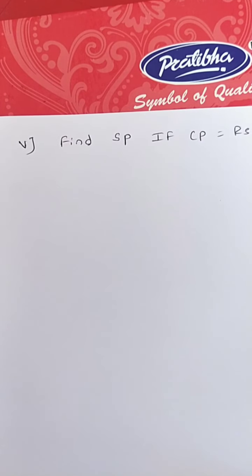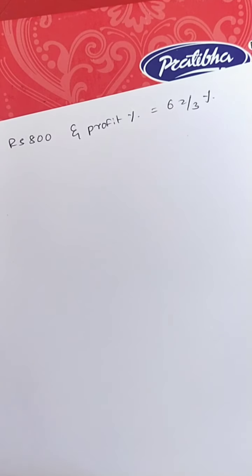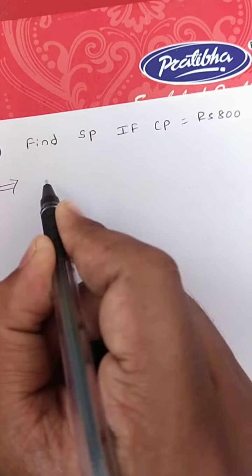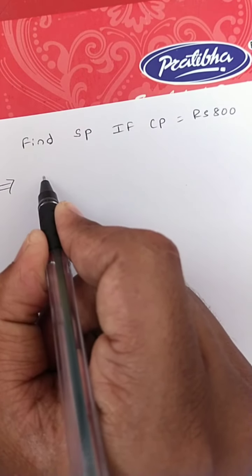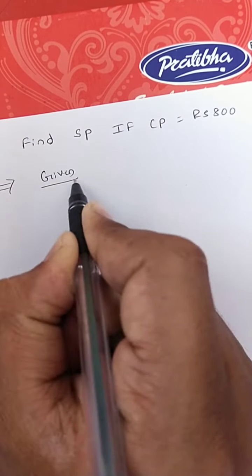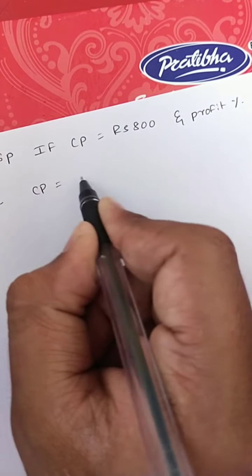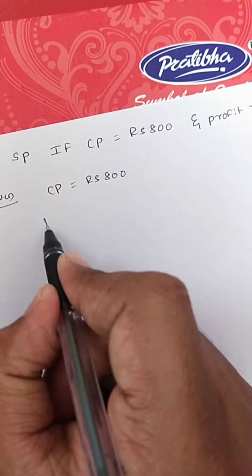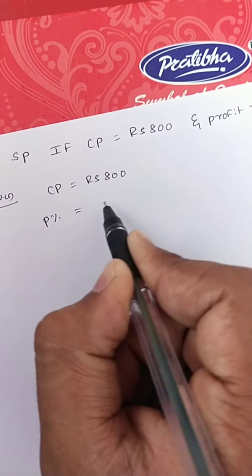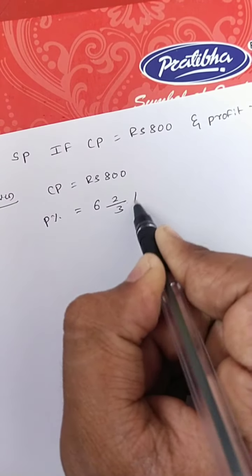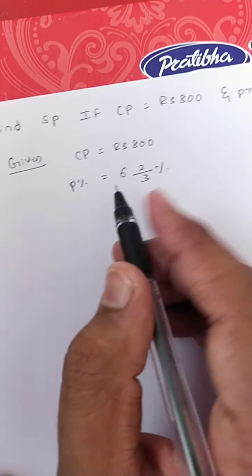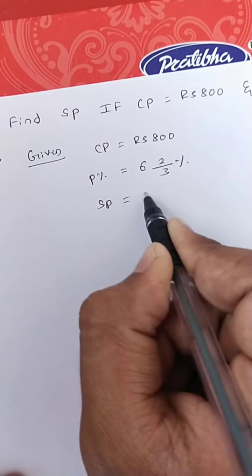Once again here, find SP if CP is equal to rupees 800 and profit percentage is equal to 6 integer 2 by 3%. See here, it is given: CP is equal to rupees 800, profit percentage is equal to 6 integer 2 by 3%, and SP is what I need to find.